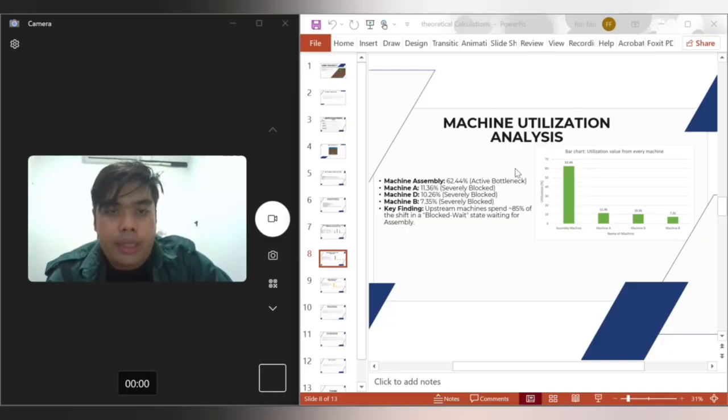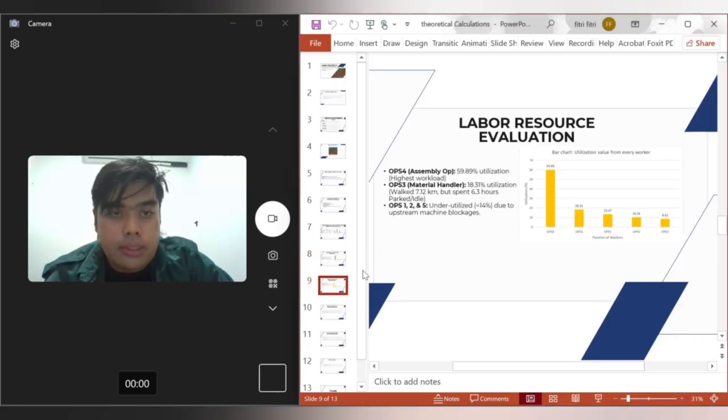I will talk about machine utilization analysis. For the machine utilization, the highest is the assembly machine, so that machine is our bottleneck, and the lowest is machine B. Next, for the labor, we can see the utilization. The highest utilization is operator 4 for the assembly machine. When we compare this, operator 4 is higher than the others.